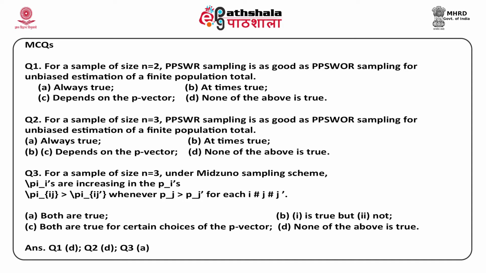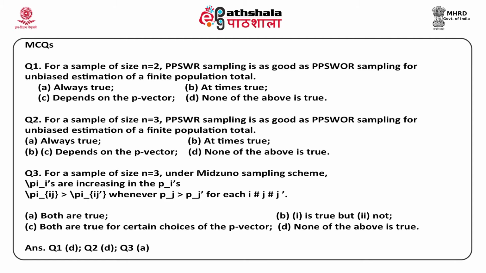Let us start with question number 3. According to the Midzuno scheme, we know the easy expressions for pi i and pi ij. Once you write them down, because the Midzuno sampling scheme refers to a pi ps scheme, pi i is already proportional to p i. Therefore, the answer to the first statement is trivial. Pi i is increasing in p i because it is directly proportional to p i. Pi i equals n p i as a matter of fact.